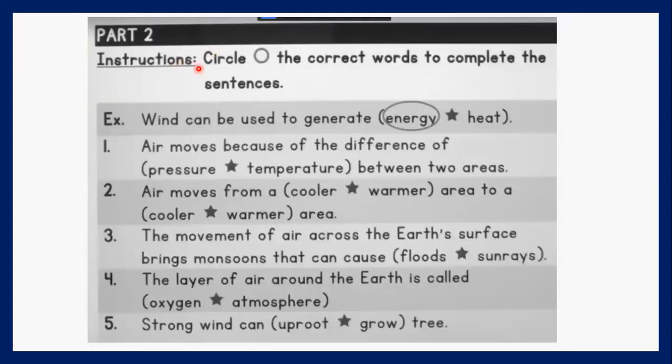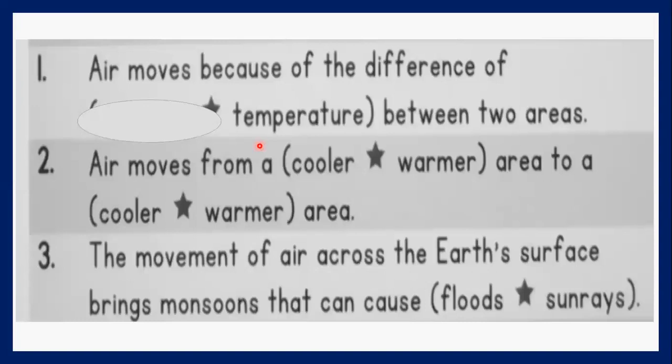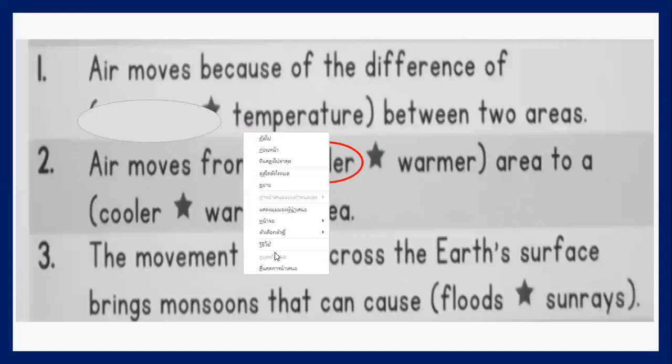Part two, instructions. Circle the correct words to complete the sentences. Number one, everybody, let's check number one. Air moves because of the difference of pressure or temperature between two areas. Pressure or temperature. And the answer is temperature.